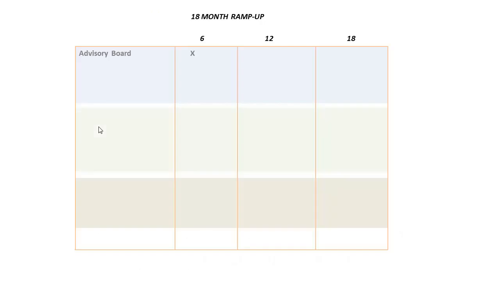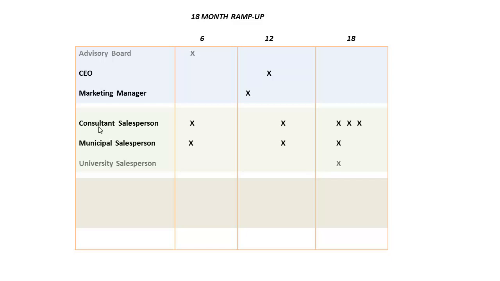Our ramp up will be, first 6 months will be an advisory board. Then after 12 months will be a marketing manager and CEO. We'll add some sales consultants, get them up to speed. They will train other sales consultants, and we will have a university dedicated sales consultant because we are going to dedicate packages to universities. And we'll hire an assistant programmer and build up our support and training staff. That will be an 18-month ramp up.